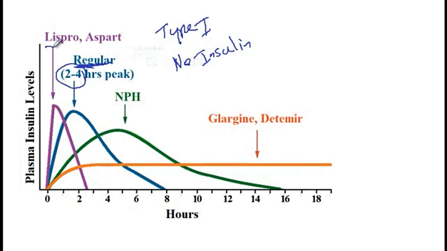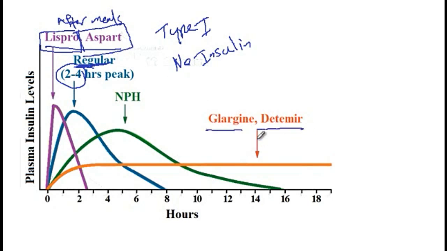And then there are short-acting insulins like Lispro and Aspart, and these are used for after meals. Since there is a spike of blood sugar after meals, you can give Lispro or Aspart after meals to correct for postprandial hyperglycemia. And then you have long-acting ones like Glargine and Detemir, which are used for basal control of blood sugar.